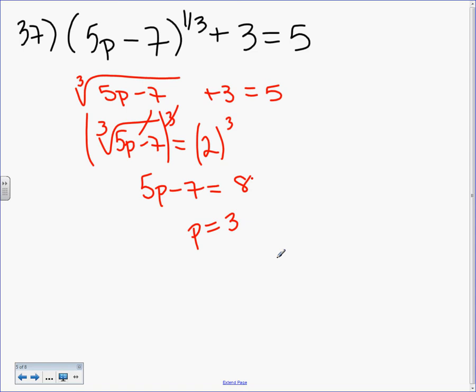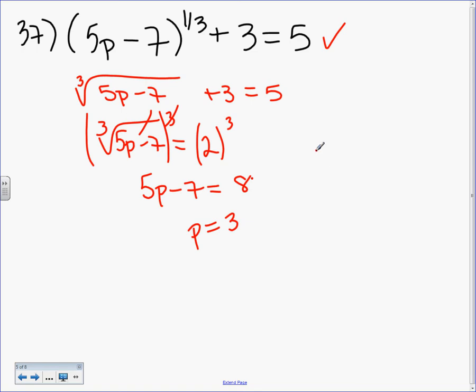Okay. So I'm just going to plug it in. I'm not going to write it down this time, but you totally can. All right. So if I plug 3 in, order of operations says PEMDAS, parentheses, come first, right? So what's 3 times 5? 15 minus 7, 8, to the 1/3 power or cubed root of 8, which you should know by now. It's 2, right? Plus the 3, 5 is 5.